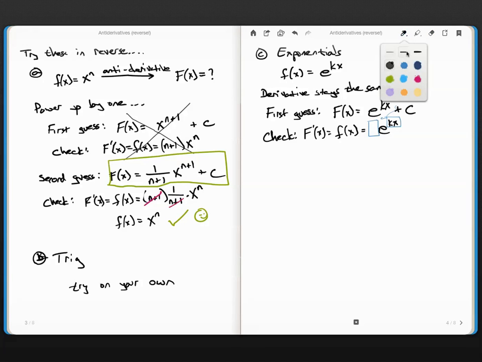And so what goes in there is a k, right? Well, that's not what I wanted, because I wanted to just get e to the kx, not k e to the kx, so we've got to get rid of that. That didn't work out for us very well, so we need to make a second guess. Well, what's my second guess going to be?